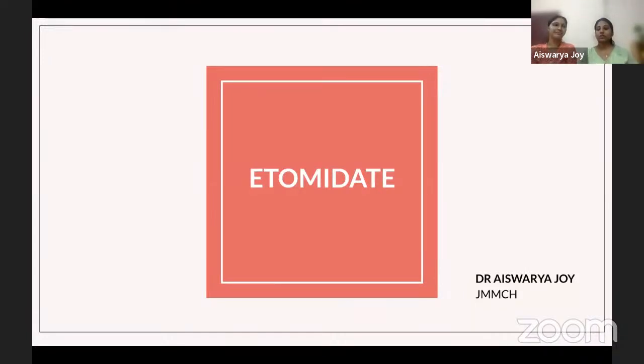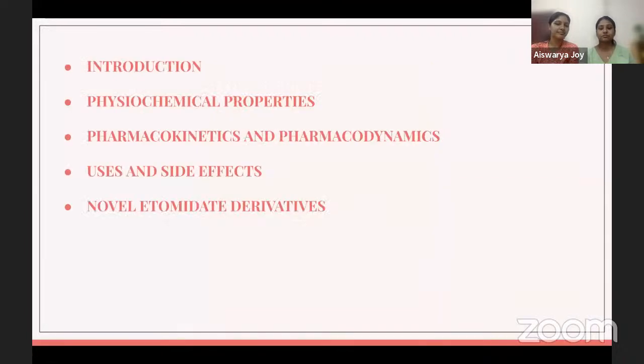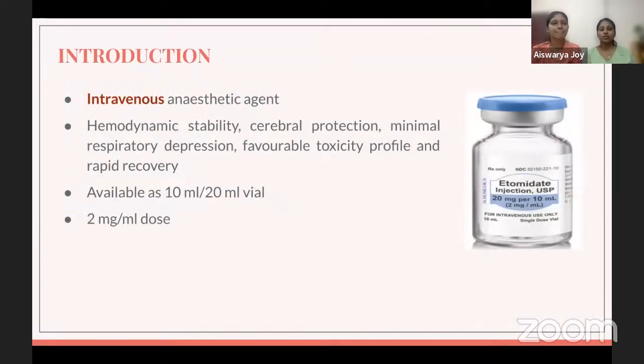Today, the drug we are going to discuss is Etomidate. So I will be discussing under these headings: introduction, physiochemical properties, pharmacokinetics and pharmacodynamics, uses and its side effects, and novel Etomidate derivatives. Coming to the introduction, it is an intravenous anesthetic agent. Its properties are hemodynamic stability, cerebral protection, minimal respiratory depression, favorable toxicity profile, and rapid recovery. It is available as a 10 ml or 20 ml vial and dosed at 2 mg per ml.